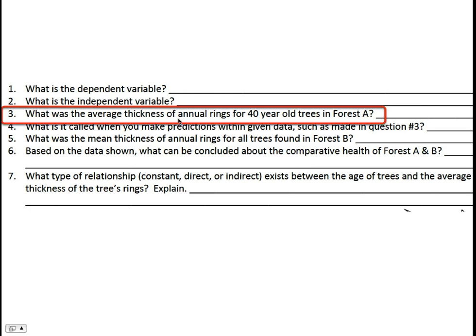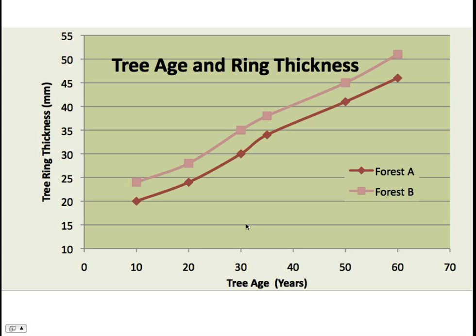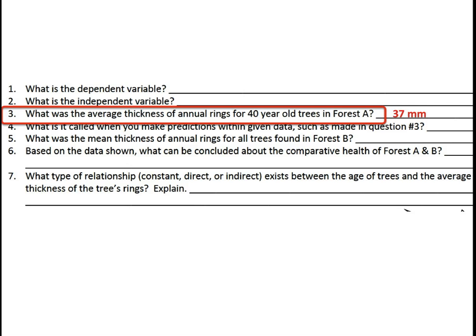Okay, what is the average thickness of the annual rings for a 40-year-old tree in forest A? So here's 40 years, and here's forest A. I don't see any data points, so you know it's going to be between here and here. The easiest way to do this would be to draw a line up at 40, and then go over to the y-axis. As I go over the y-axis, you can see there's 35, there's 40. So I would guess it might be somewhere around 37 millimeters. Obviously, it's going to be bigger than this point and somewhere below that point. So you're looking at information between your data points. So the answer here is 37.